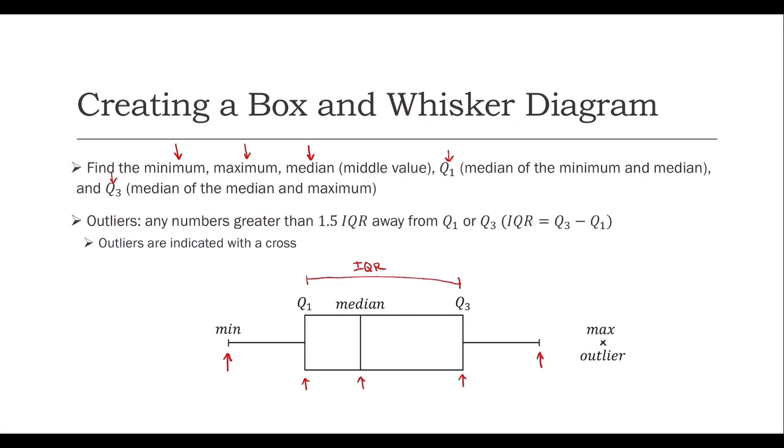To figure out if you have an outlier, you would take 1.5 times your IQR. And if it's greater than that much above your Q3, then it would be an outlier. So this is an example of an outlier. If it's greater than 1.5 times your IQR below your Q1, then it would be an outlier. So your outliers are going to be indicated with a cross. So this would be an outlier up here. If you had an outlier down here, you would just draw a little X. And then at that point, your minimum would be all the way down here. So that's how you draw a box and whisker diagram.